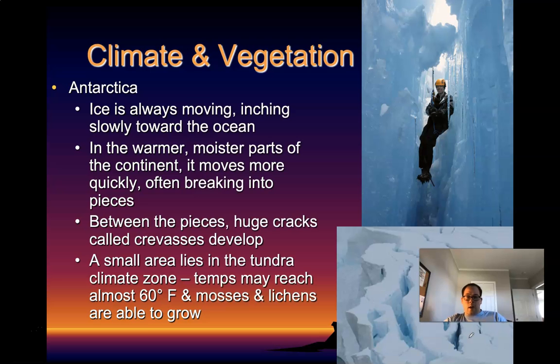There's also ice that is always shifting, moving and inching, getting closer to the ocean. In the warmer, moister parts of the continent, it moves more quickly, often breaking into pieces. Between pieces, there's huge cracks called crevasses, and they develop into larger regions that people can get down into. There's a small area that lies in the tundra climate zone. The temps may reach almost 60 degrees Fahrenheit, and mosses and lichens are able to grow.